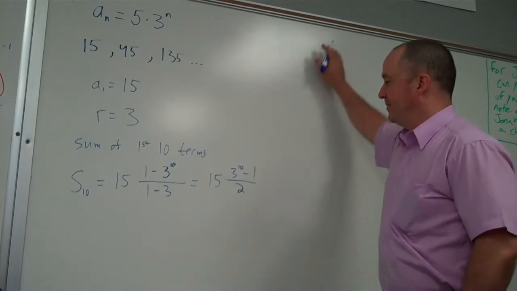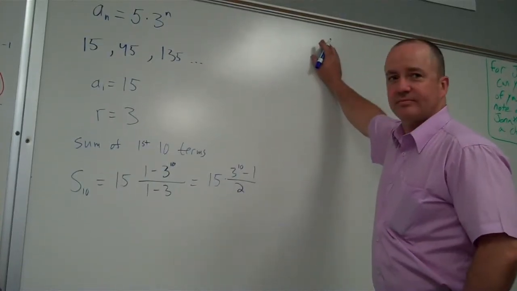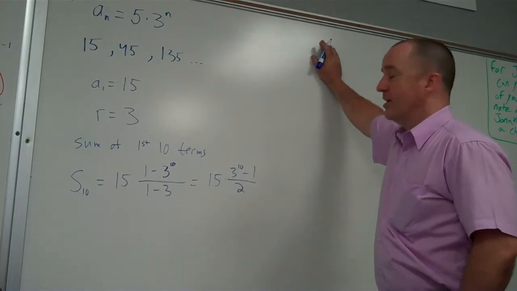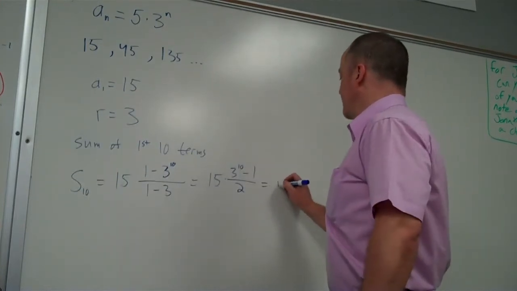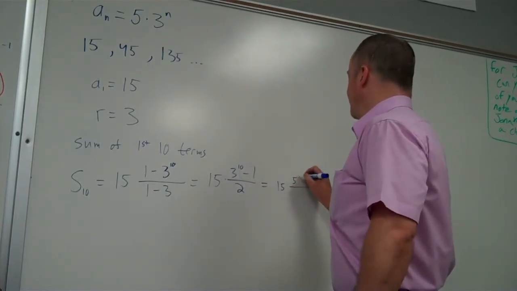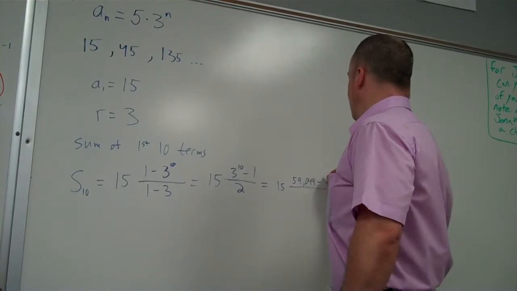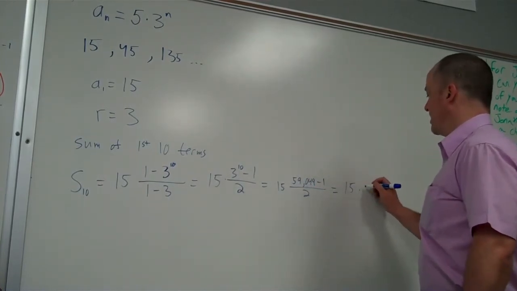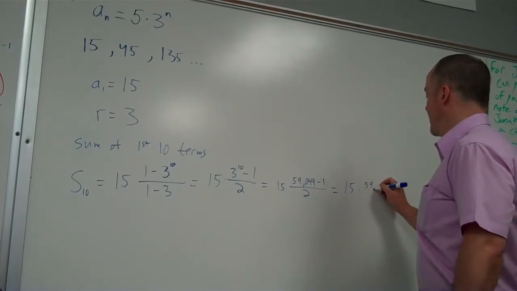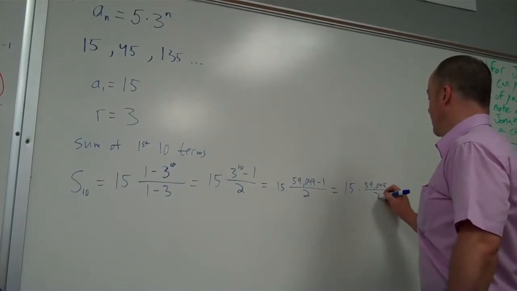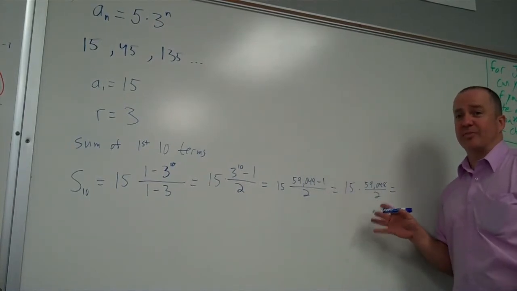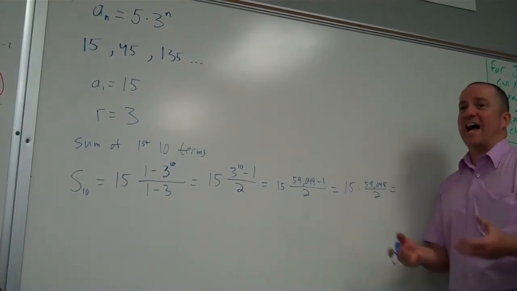3 to the 10th is 59,049. So this is 15 times 59,049 minus 1 over 2. So that's 15 times 59,048 over 2. Incidentally, if you don't get a whole number at the end of this, you have done something wrong, because really all we're doing is adding whole numbers.